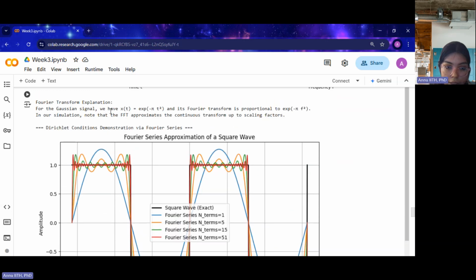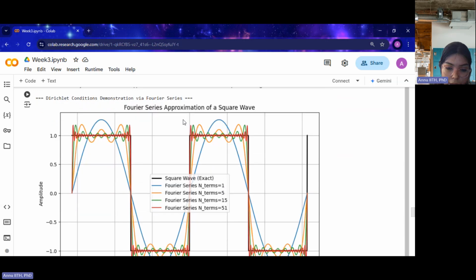For the Gaussian signal, we have x(t) equals exponential e power minus pi t square. This Fourier transform is proportional to this one. In our simulation, the FFT approximates the continuous transform with two scaling factors.